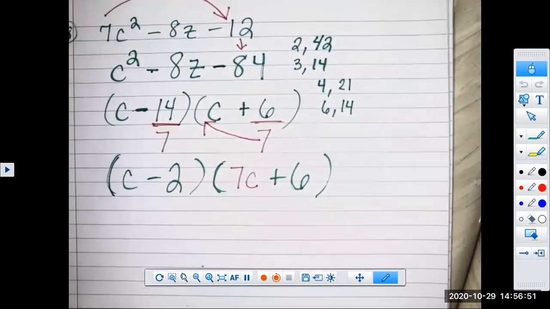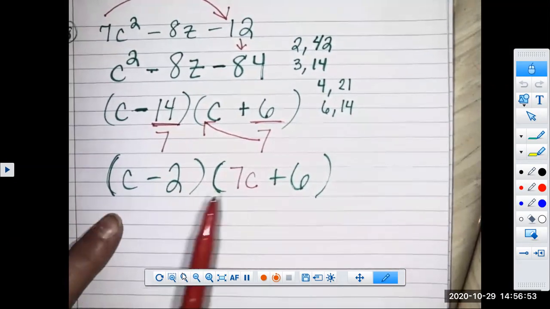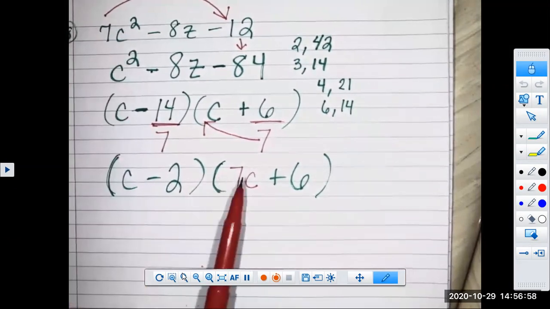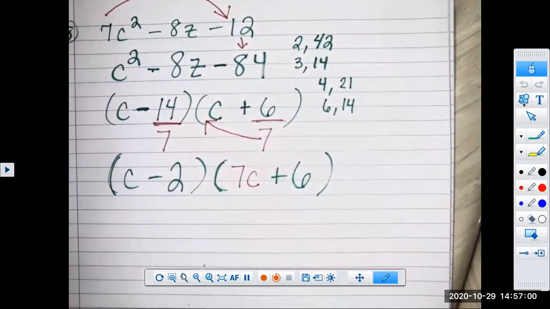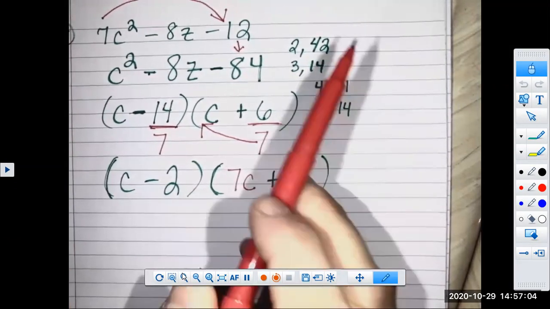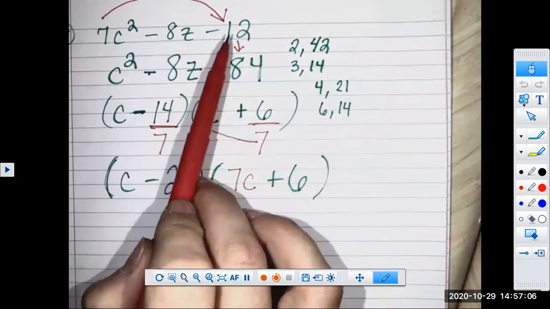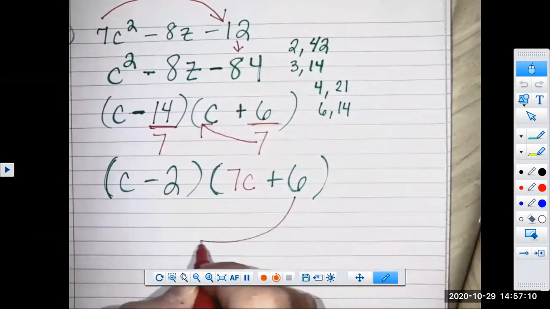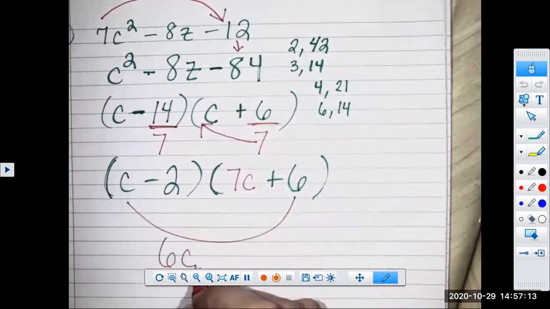Now to double check, 7C times C is 7C squared. These first terms have to multiply to that. If they don't, then you've done something wrong. Your last two numbers have to multiply to this number. -2 times 6 is -12. And then look, notice if you check your outer, that will give you 6C.